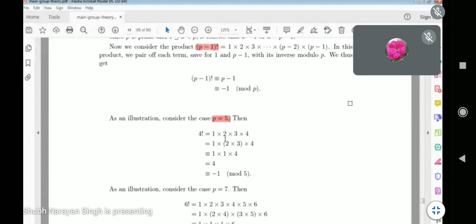So they are inverse to each other. 2 is inverse to 3 and 3 is inverse to 2. They are inverse to each other. And that's how you make the grouping of 2 and 3 elements. And you know that the inverse of 4 modulo 5 is nothing but 4.